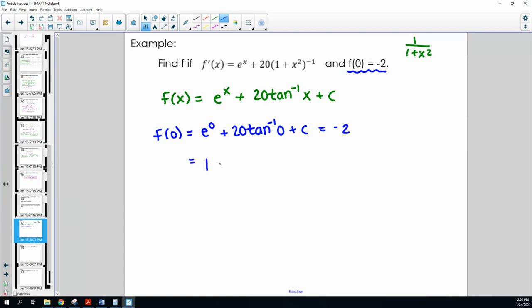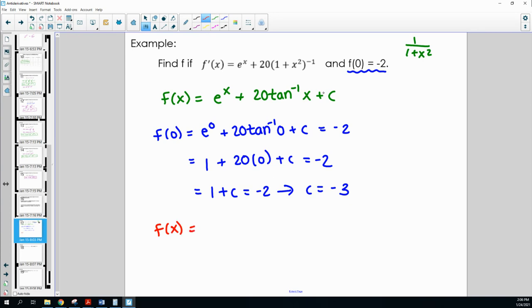So e to the 0, that's 1, plus 20 inverse tan of 0, that's 0, plus c equals negative 2. So we're just going to end up with 1 plus c equals negative 2, in which case c is going to equal negative 3. So since we know what c is, our final answer is going to be writing our antiderivative, but instead of the plus c, we're going to actually put in the negative 3. So our f is going to be e to the x plus 20 inverse tan of x. And remember, you can use arctan instead of the inverse tan if you prefer. And then we have minus 3.